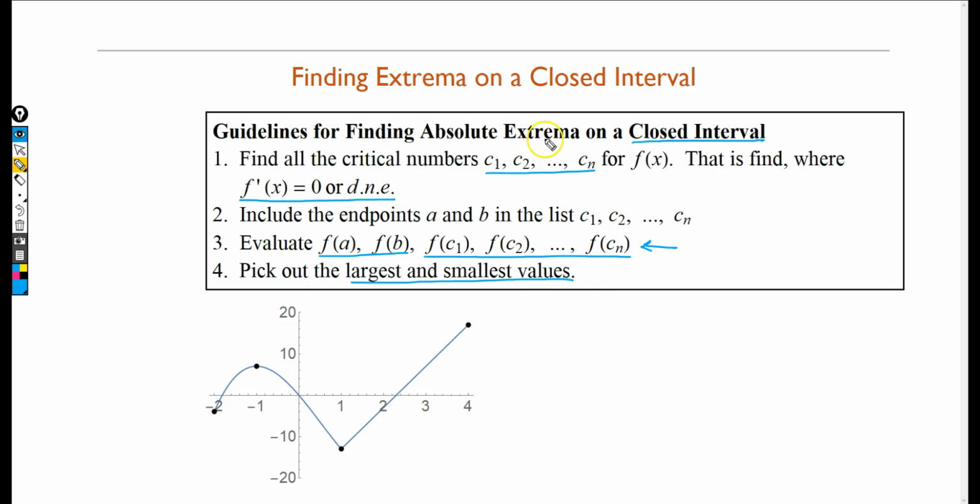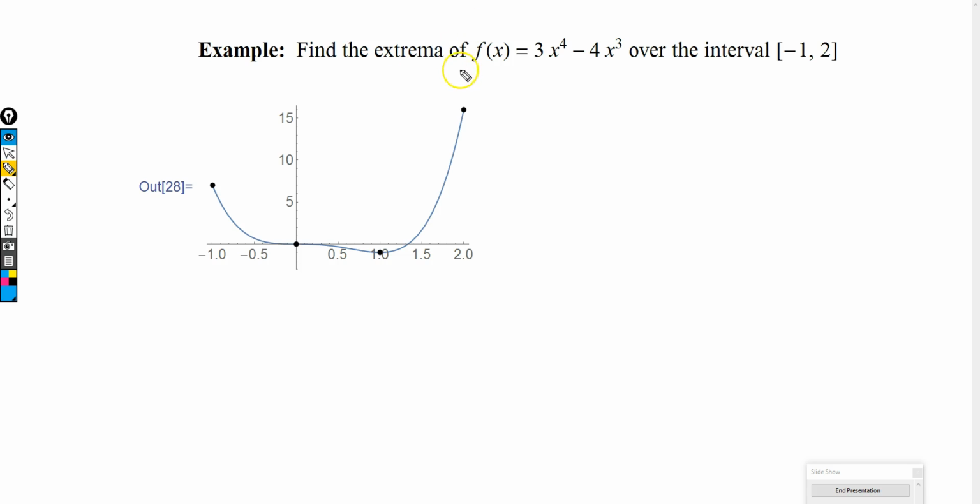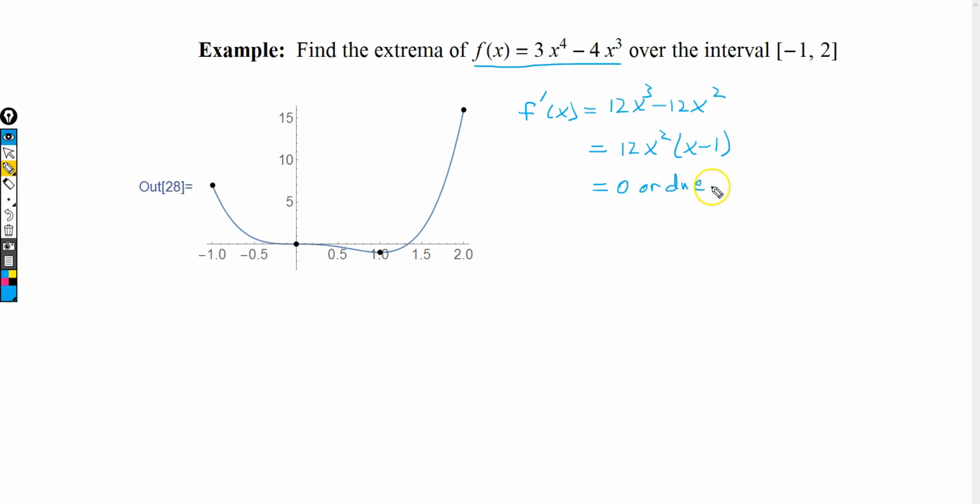Now let's take a look at a few examples. So let's find the extrema for this function over the interval from -1 to 2. Our first step is to find where the derivative is 0 or does not exist. So we look at f prime of x. That's equal to differentiating this, we're going to get, and now that can be factored like that.